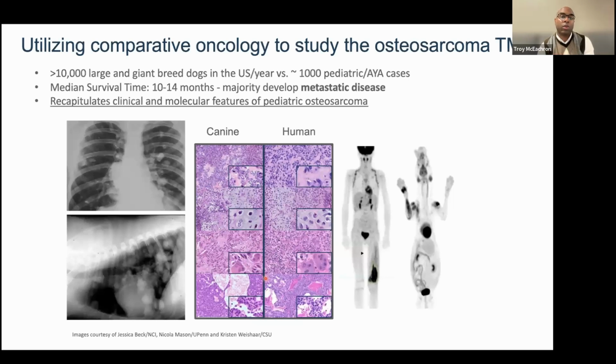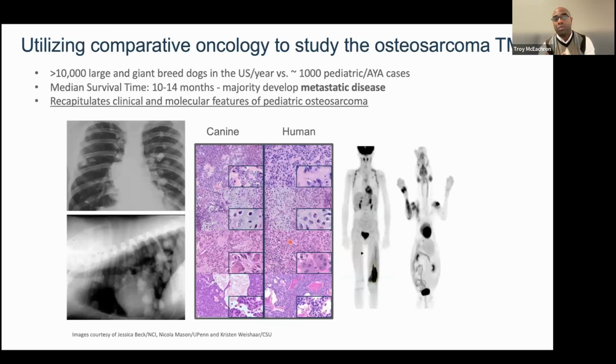One of the things that's really unique about osteosarcoma is that there are more dogs that get osteosarcoma than there are humans. So that allows us to take a comparative oncology approach to study the tumor microenvironment. And as you can see from these images, the presentation of metastatic disease is very similar in canines and humans, as you can see here from these radiographs and this imaging. And when you look at the tumors under a microscope, the cellular composition and the microenvironmental factors are well conserved between human and canine.